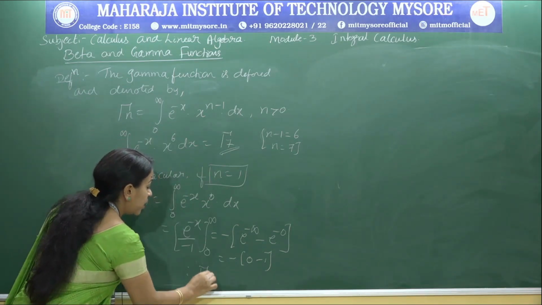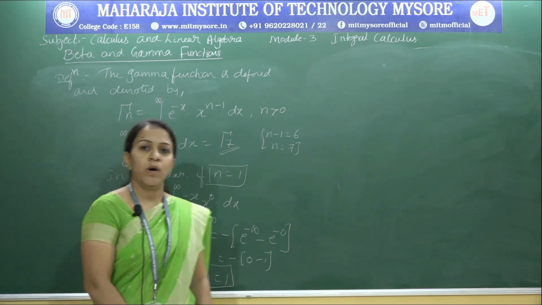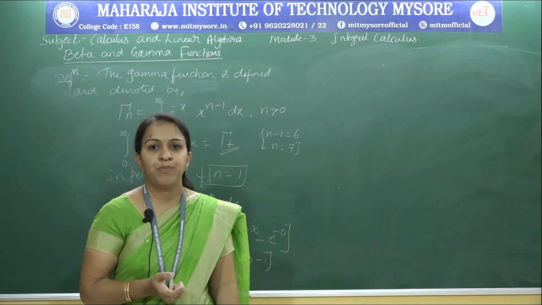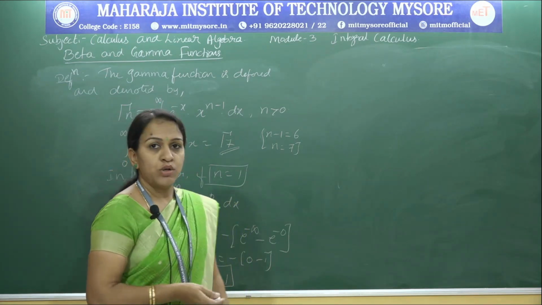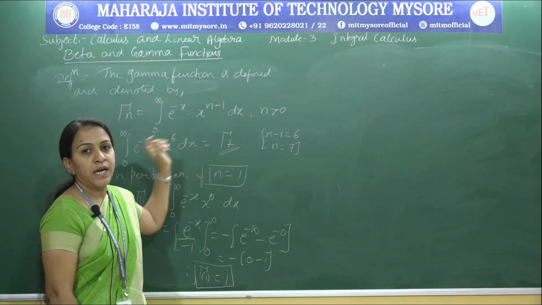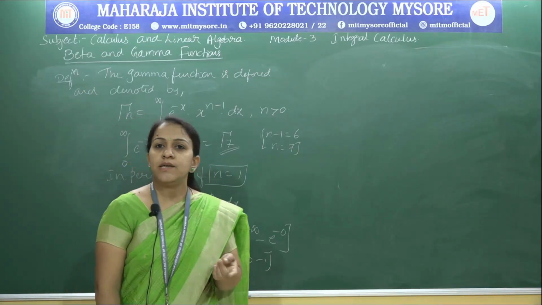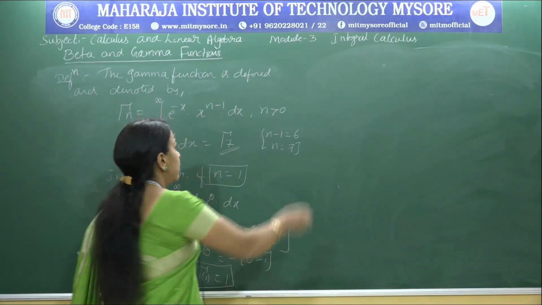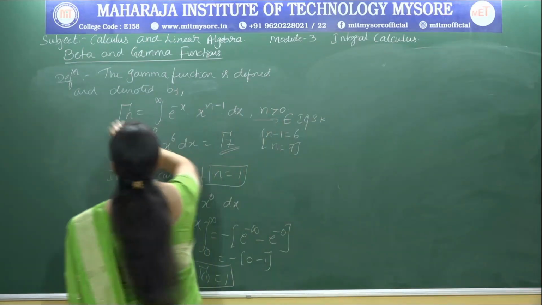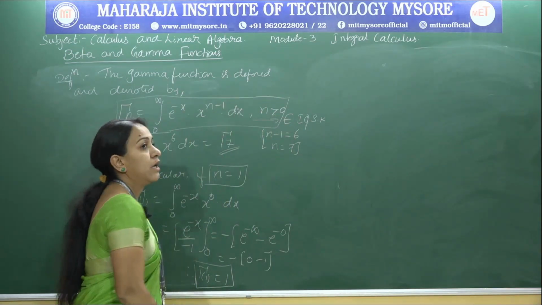Therefore, gamma 1 is 1. So, please remember the gamma 1 value, gamma 1 is 1. As we define the beta function in another form, we can define a gamma function also, and one more thing is, we call this Euler's integral of the second kind. Beta function defined in trigonometric form is called Euler's integral of the first kind, right? So, this is our Euler's integral of the second kind. Gamma function is called Euler integral of the second kind.